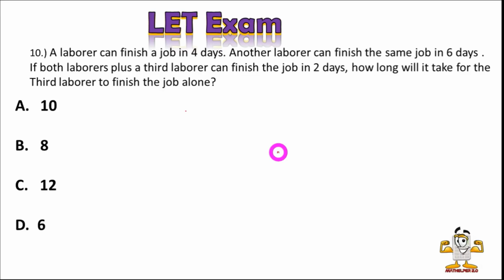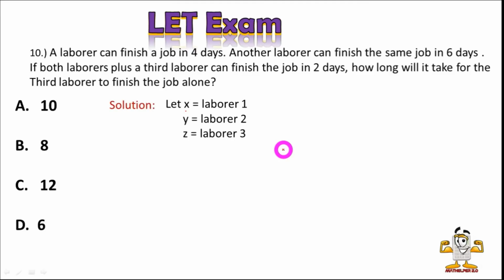Number 10. A laborer can finish the job in 4 days. Another laborer can finish the job in 6 days. If both laborers plus a third laborer can finish the job in 2 days, how long will it take for the third laborer to finish the job alone? So let X, the laborer 1, let Y, laborer 2, and let Z, laborer 3.